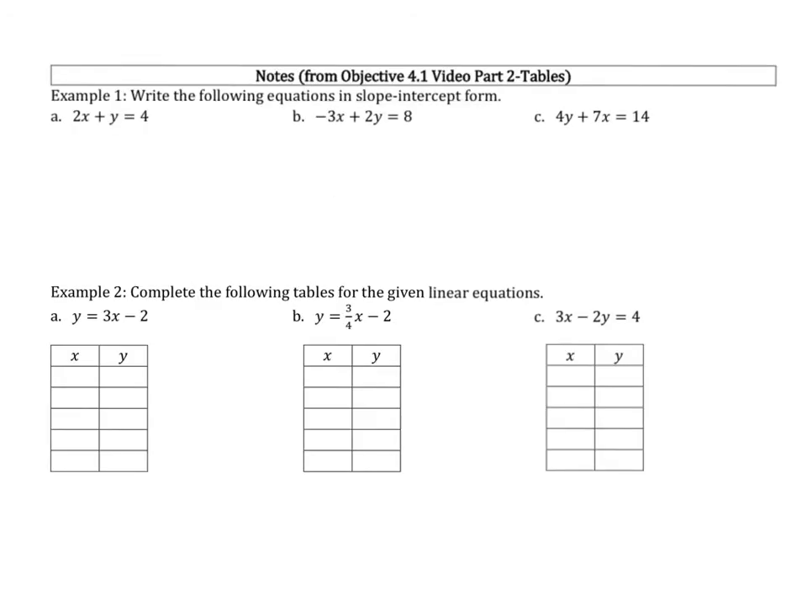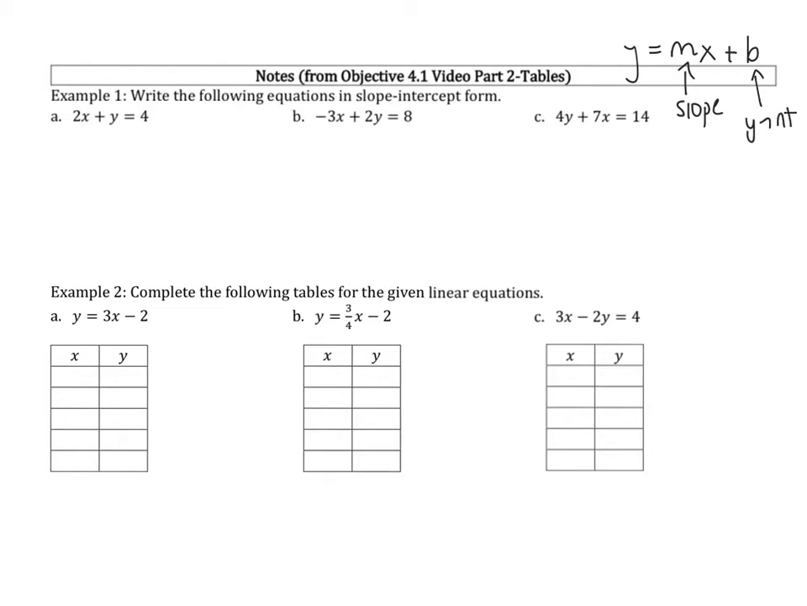This video goes over lesson 4.1 part 2, tables. In example 1, we're asked to write the following equations in slope-intercept form. From your vocabulary above, you can see that slope-intercept form is y equals mx plus b, where the m is the slope and the b is the y-intercept.